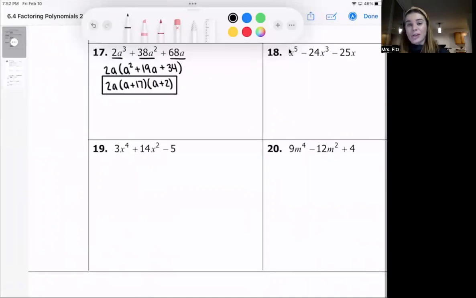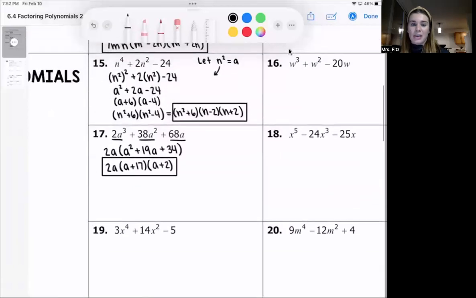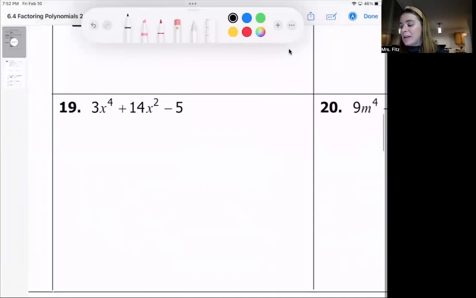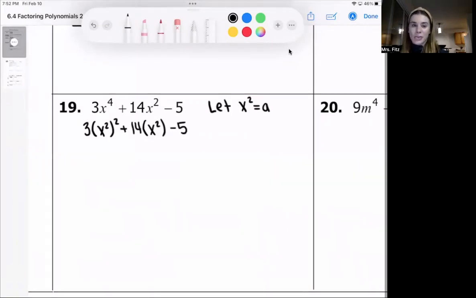Now this one looks very similar to number 15, right? We have a 4th degree and a squared. And so let's go ahead and do the same thing and rewrite that using our little trick. So we're going to let x squared equal a. So I can rewrite this as 3x squared squared plus 14 parentheses x squared minus 5. Now, anywhere I see an x squared, I'm going to go ahead and replace that with a.